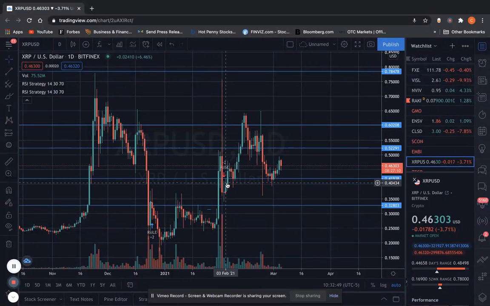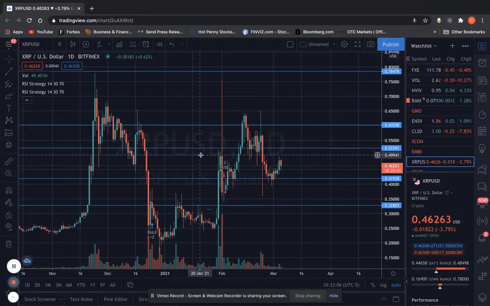Because what we have here is different pattern formations. And the patterns that I like to look for are symmetrical triangle patterns, double tops, double bottoms. Double tops signals reversals to the downside, double bottoms signals reversals to the top.